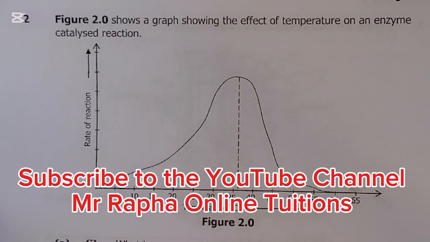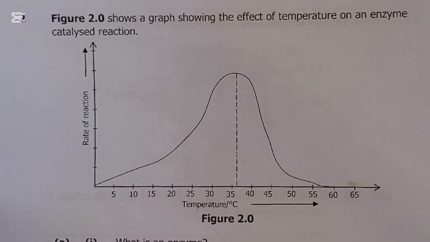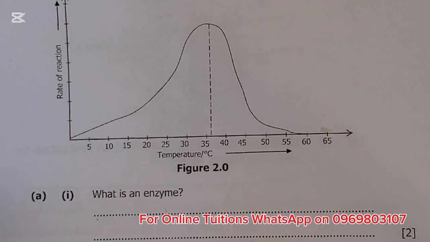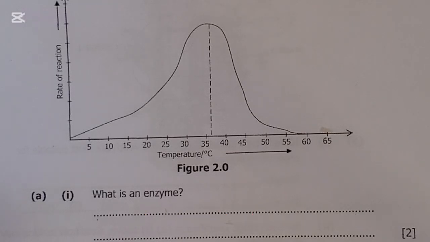Figure 2.0 shows a graph showing the effect of temperature on an enzyme catalyzed reaction. So we have rate of reaction, we have temperature. So A1, what is an enzyme? An enzyme is a biological catalyst that is a protein in nature.